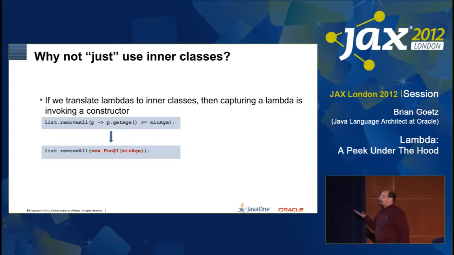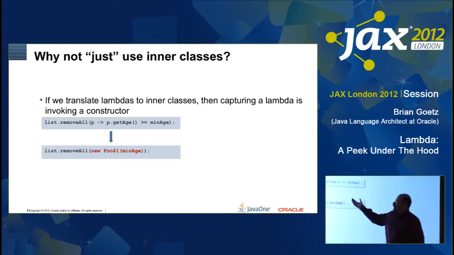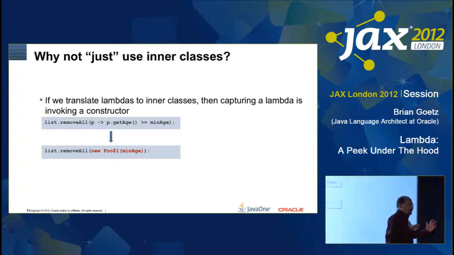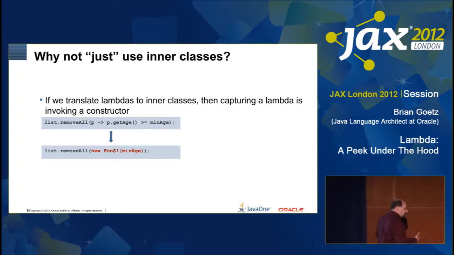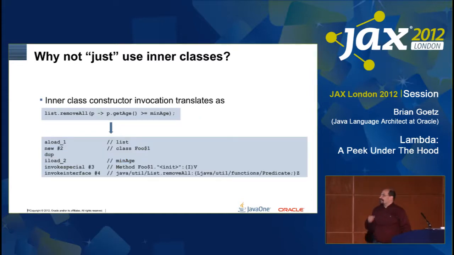The good thing about doing inner classes, not only would it be simple, but the invocation is also simple. The compiler just translates the lambda expression to calling the constructor of our new inner class, and we're done. So that would have been nice, but like I said, it has some disadvantages.